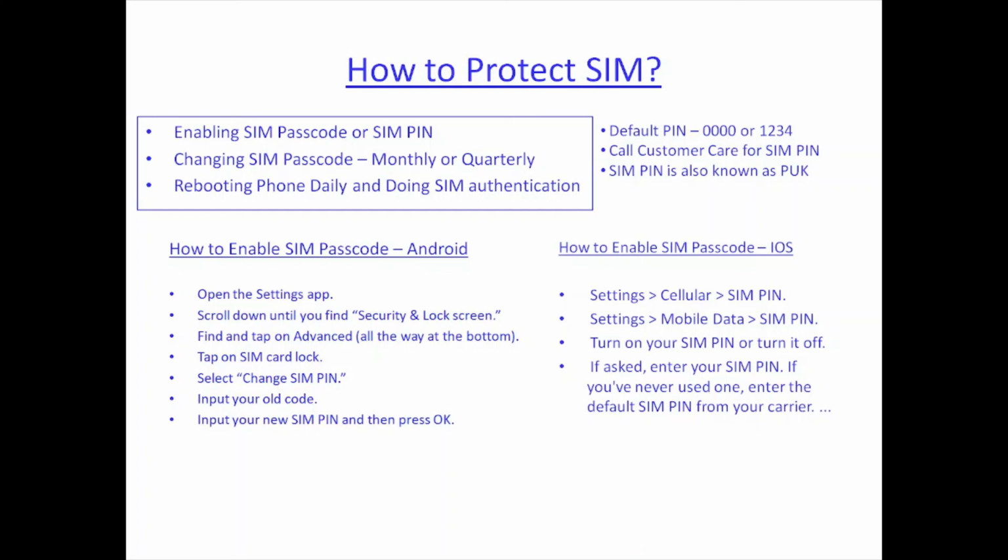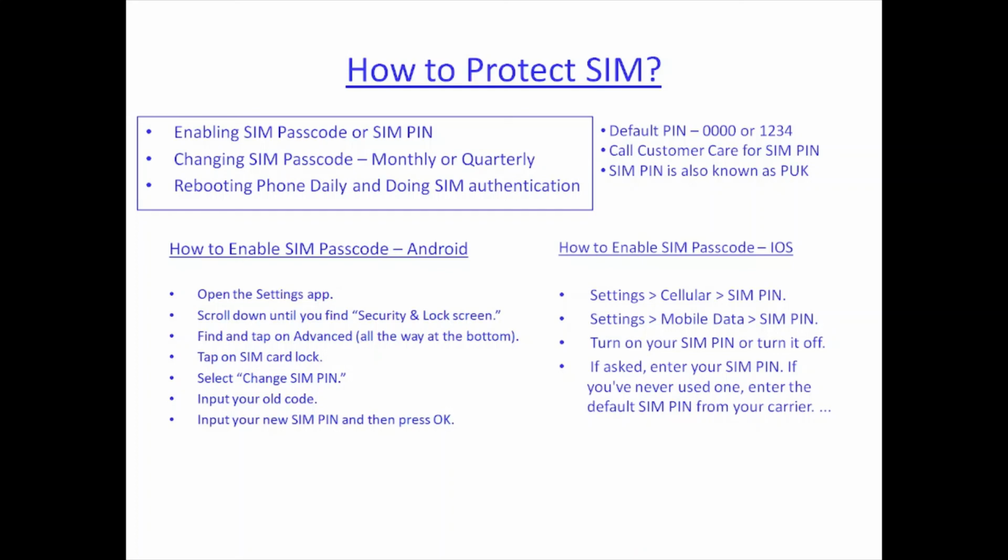Always remember, if you give the old code wrong 10 times in some cases and 3 times in the default cases, your phone will be locked. But you don't have to panic at all. You can reach out to the nearest customer care office and mention that your SIM pin is locked. They will give you the PUK number. You can put in the PUK number and the SIM will work fine.